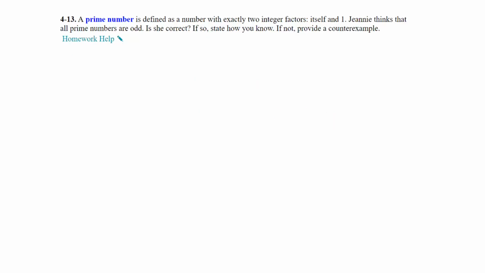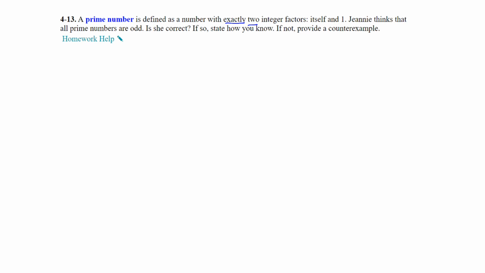All right, and the last one for this homework is 4-13. A prime number is defined as a number with exactly 2 integer factors, itself and 1. Jeannie thinks that all prime numbers are odd. Is she correct? If so, state how you know. If not, provide a counterexample.